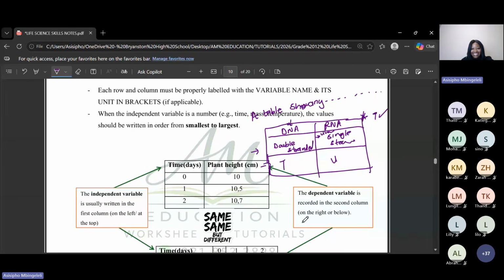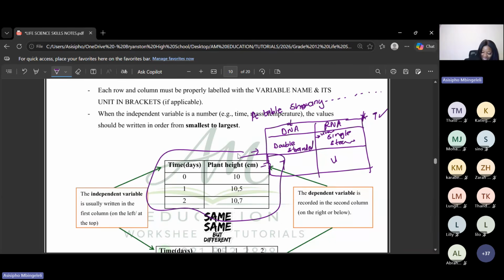This is a data table. A data table will be given to you. This is important. A data table is important to you, right? Because one, you are going to analyze results given in a table. So you need to be able to analyze it.